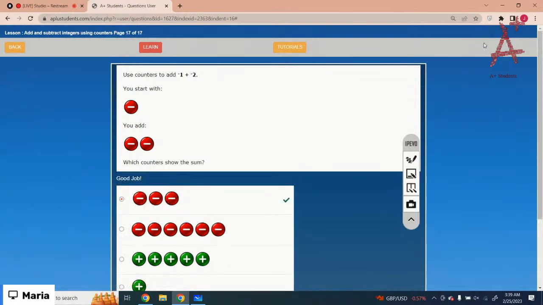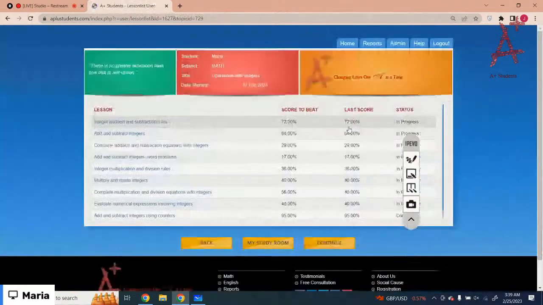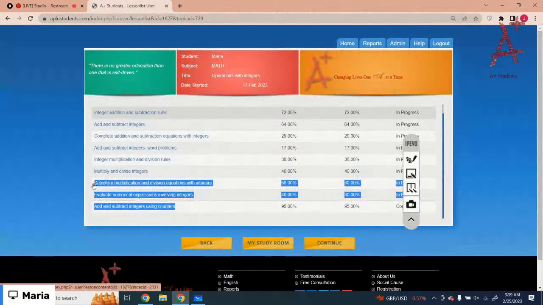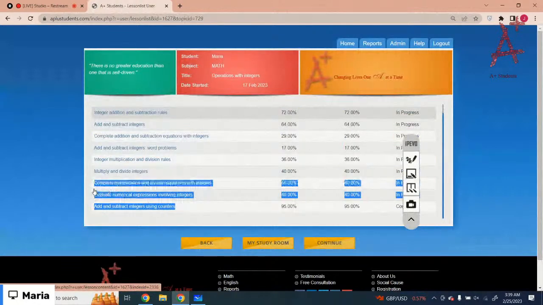Got it? Okay, we're done with the test. So we were working on grade 7 maths. The chapter we're working on is operations with integers, and the lessons we have covered today are multiplication and division equations with integers, evaluate numerical expressions involving integers, and the one we just did is add and subtract integers using counters.